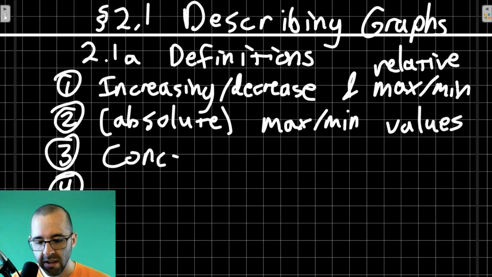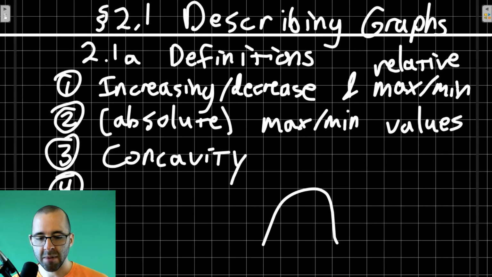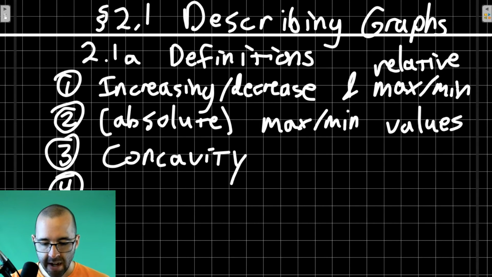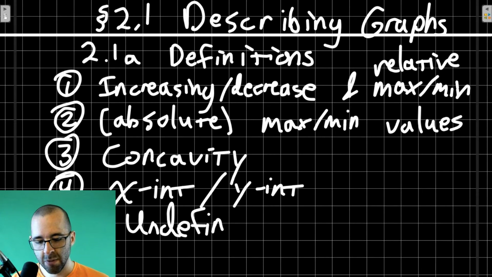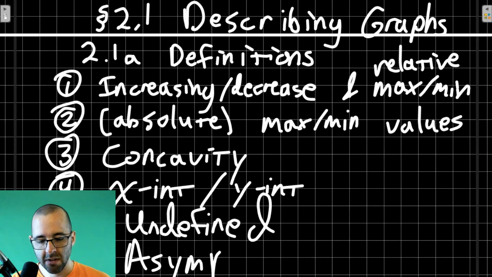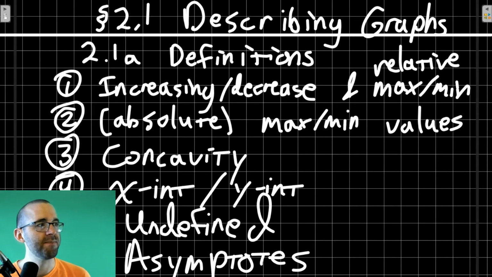Next is concavity, which may be a new topic to a lot of you. Roughly speaking, concavity is, does it kind of look like an upward parabola? That's concave up. Or a downward parabola? That's concave down. And then we'll also talk about intercepts. So x-intercepts and y-intercepts. I think y'all are pretty good on that. Number 5 is where is it undefined? Pretty self-explanatory as well. And the last one is where are the asymptotes? The last 3 we can have a little review on, but I think it's the first 3 that are going to be the bulk of our new stuff.